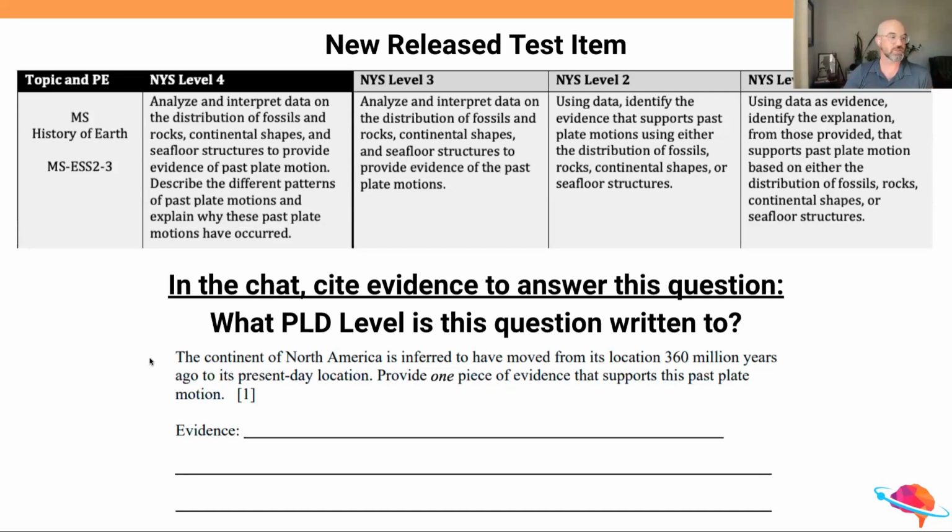Again, the continent of North America is inferred to have moved from its location 360 million years ago to its present day location. Provide one piece of evidence that supports this past plate motion. What level is this? Is this a level 1, a level 2, or a level 3? Brian says level 2. Do you have any evidence to support your claim, Brian?